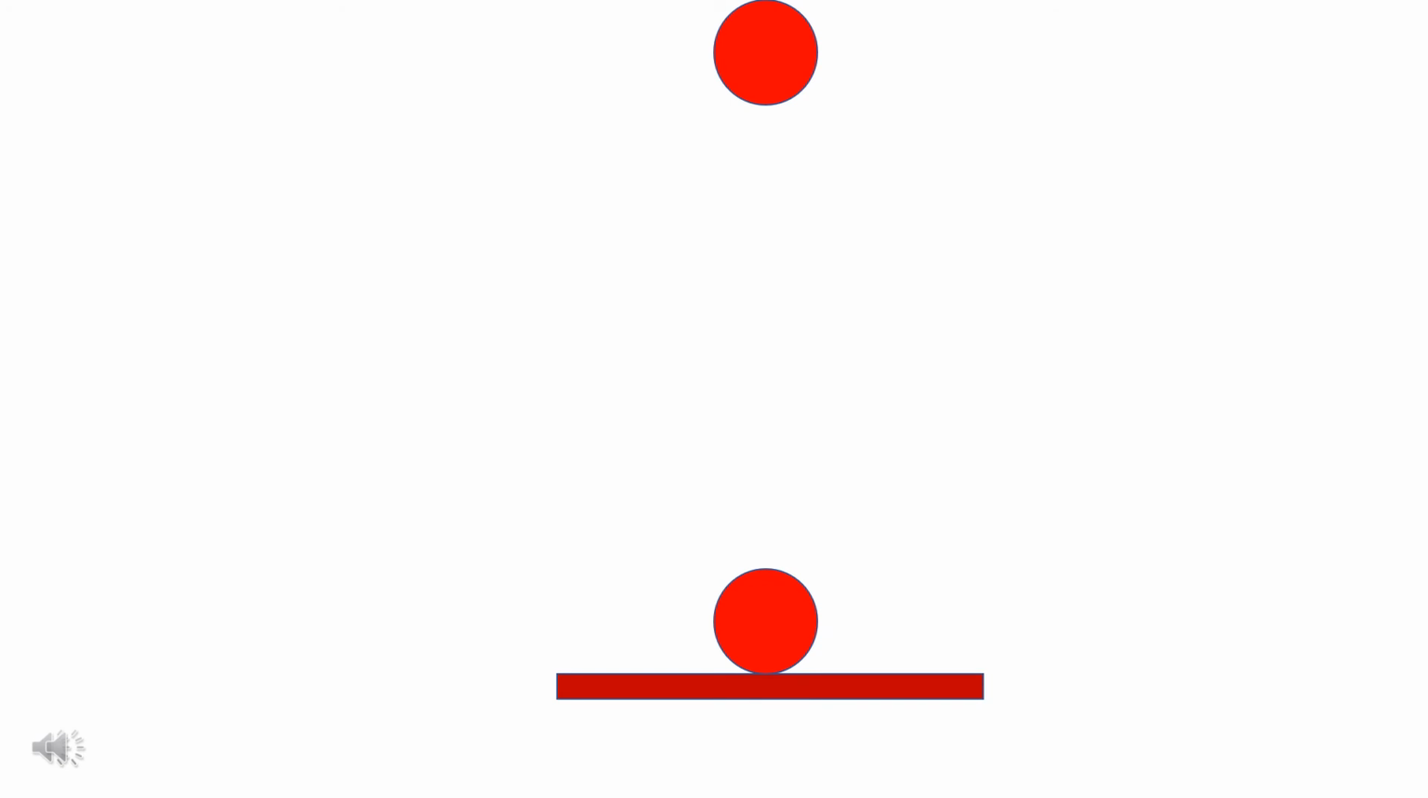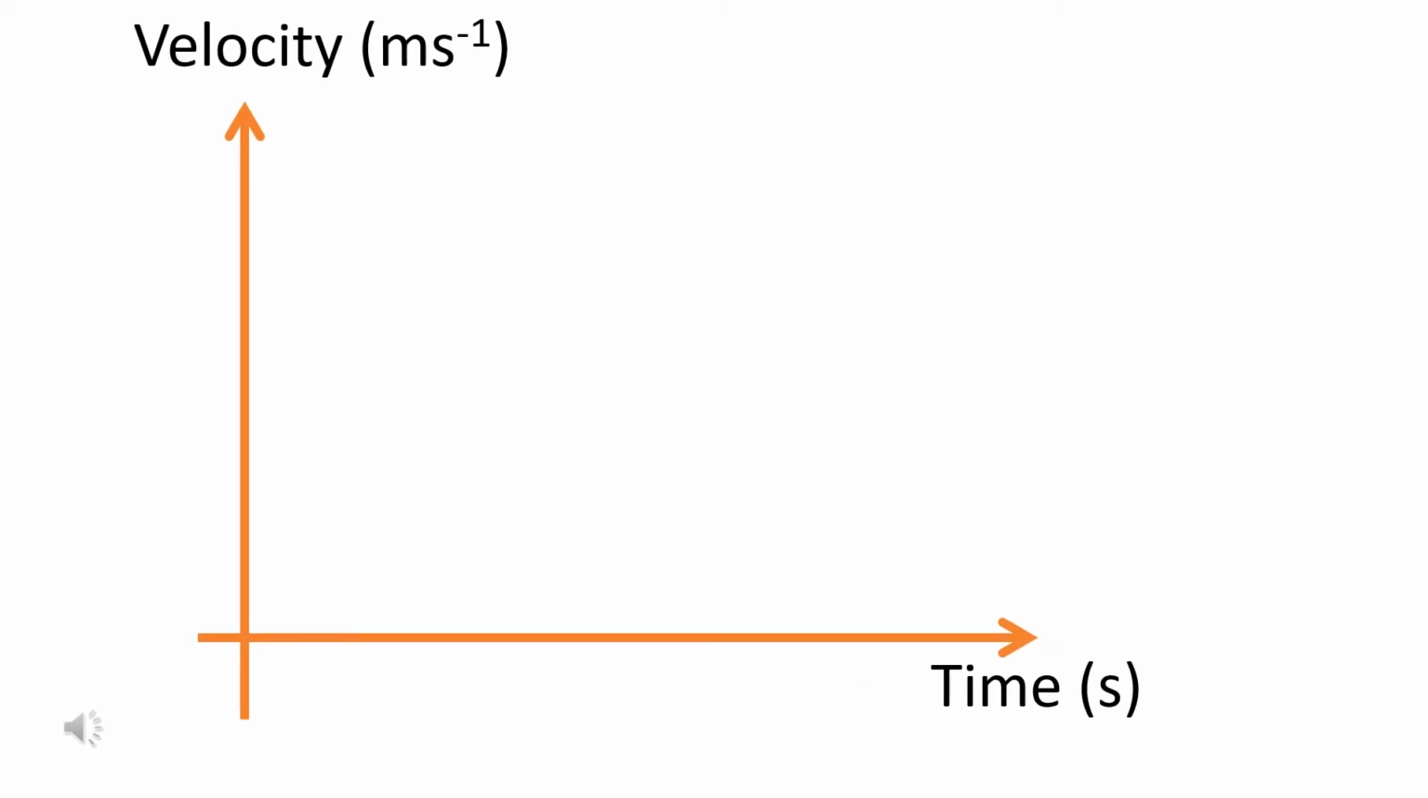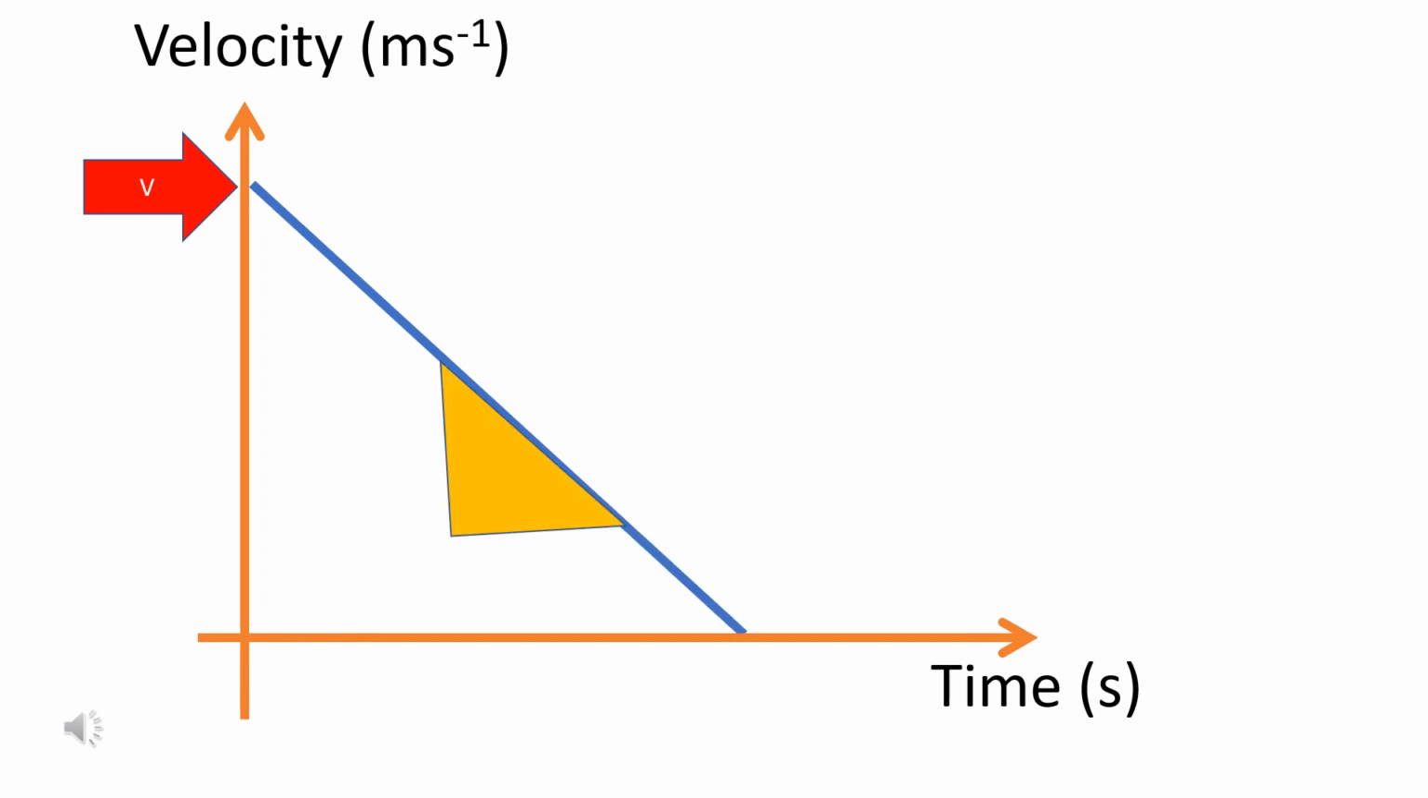What is the shape of the linear motion graph if the object moves against gravity? For example, when someone throws a ball upwards. Observe the velocity-time graph. When thrown upwards, the object starts to move with a velocity of v meters per second. The velocity of the object decreases as the object moves upwards. The gradient of the velocity-time graph is negative. At maximum height, the velocity of the object is 0.